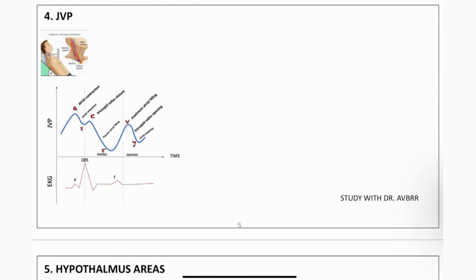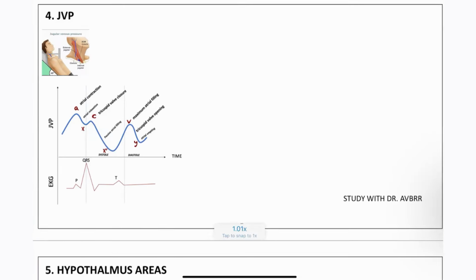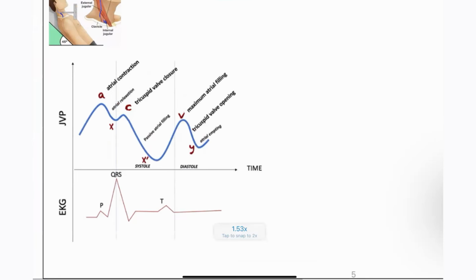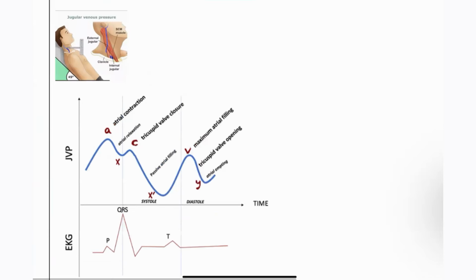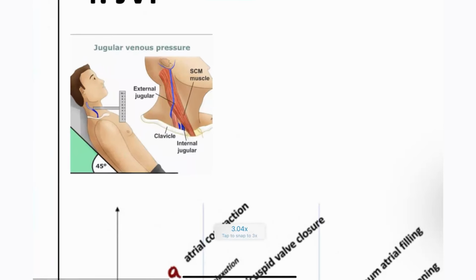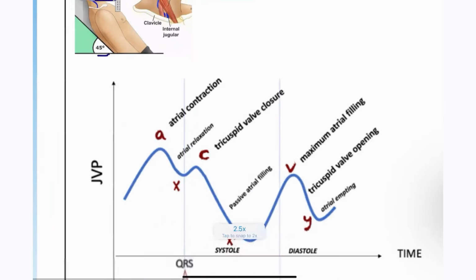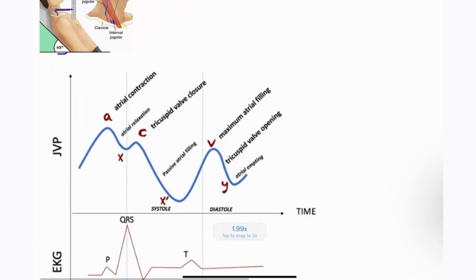Next, coming to the JVP. In the JVP, you have to take note of these important points, guys. This is how we are going to calculate the normal JVP. How are we going to check the JVP? This is the position. You place the patient supine at 45 degrees, then place the scale and measure the jugular venous pressure. The jugular venous pressure especially reflects the right atrium.